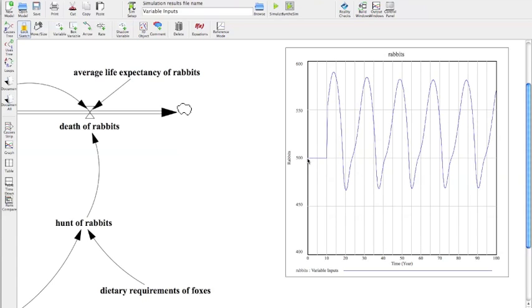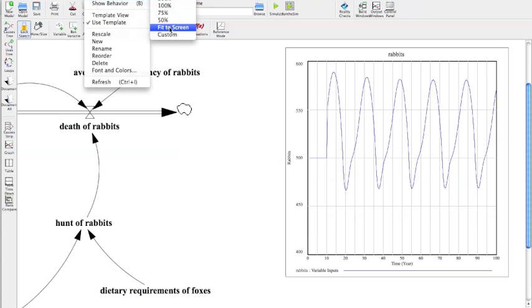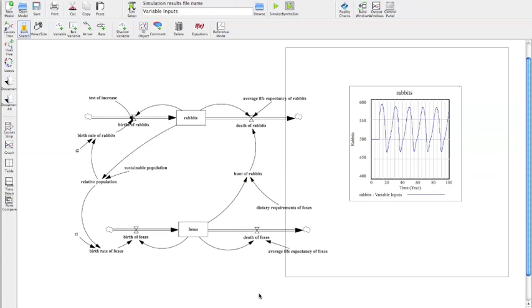It starts at 500, so it starts at the population. And then remember that we introduced, and I'll show you the graph in a second, a pulse at 10 years. We introduced this pulse that was 100 rabbits, so it went up, and then it starts oscillating after that. So the reason it goes up is because of the introduction of that pulse. Okay, so let me zoom back to the fit screen, and let's take a look at the graphs for other variables.